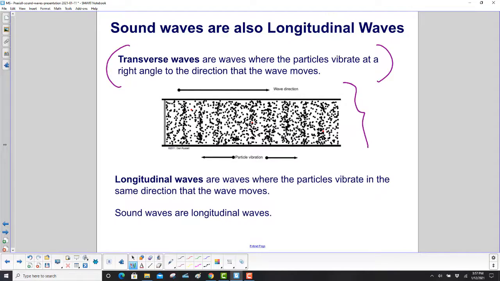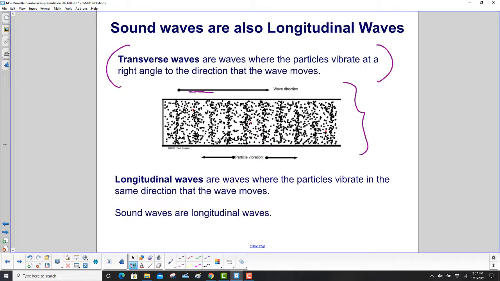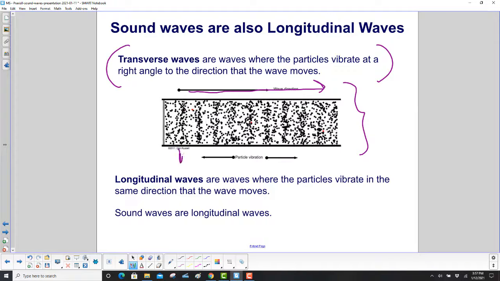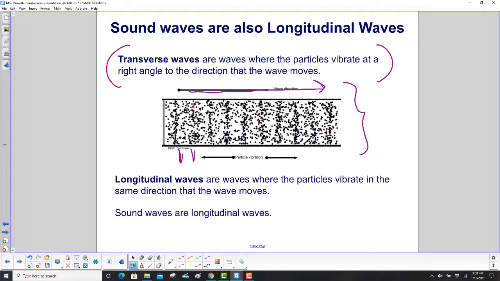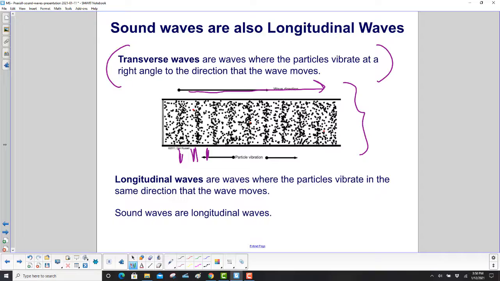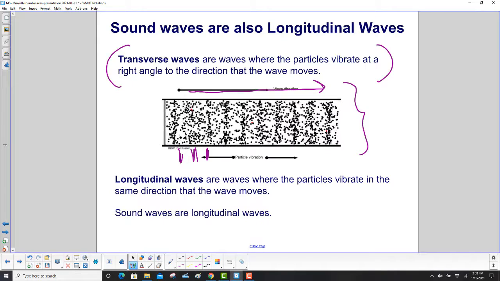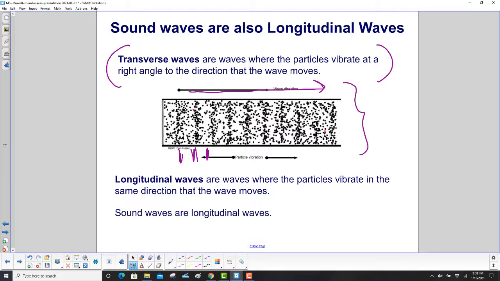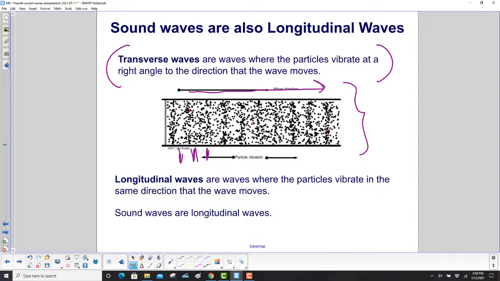When you look at this picture again, you can see a wave moving from left to right. Right? You can, if you just take that mark there, then that vertical line is there. Then it's here. So that's the wave moving left to right, but the particles are just vibrating back and forth in the same direction that the wave moves. That's a longitudinal wave.